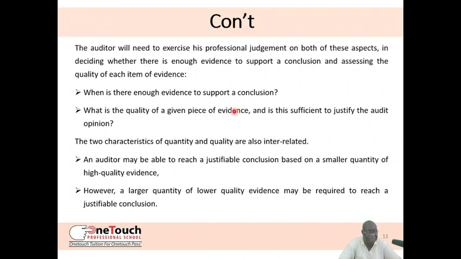The two characteristics of quantity and quality are also interrelated. An auditor may be able to reach a justifiable conclusion based on a smaller quantity of high quality evidence. So if you are relying on just a small quantity of evidence, then the quality should be very high. And then a larger quantity can also do. However, a larger quantity of lower quality evidence may be required to reach a justifiable conclusion. You can rely on evidence when you have enough.